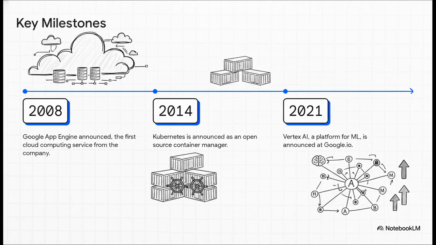And man, what a journey it's been. It all kicked off back in 2008 with something called App Engine. It was revolutionary, a way for developers to just upload their code and have a web app run, no server management needed. Then in 2014, Google pretty much changed the world of modern applications by releasing Kubernetes. And more recently, with Vertex AI in 2021, GCP has become an absolute powerhouse for artificial intelligence and machine learning.